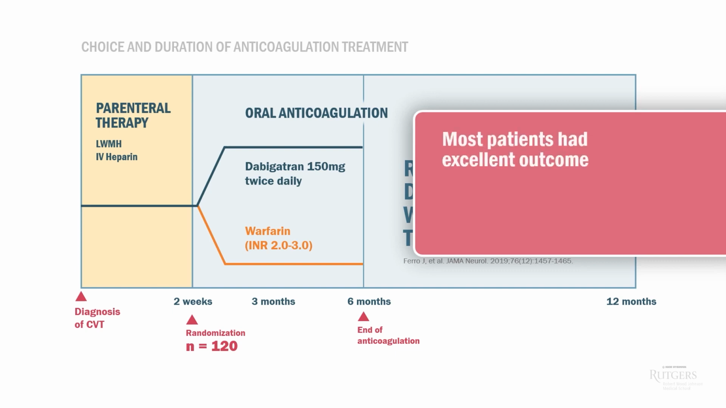Surprisingly, over 90% of both groups did very well at 6 months. We are talking modified Rankin score of 0 or 1. And none of the patients had recurrent thrombotic events. The bleeding risk was similar in the two groups. So based on this trial, dabigatran is a reasonable alternative to warfarin for long-term venous thrombosis treatment.